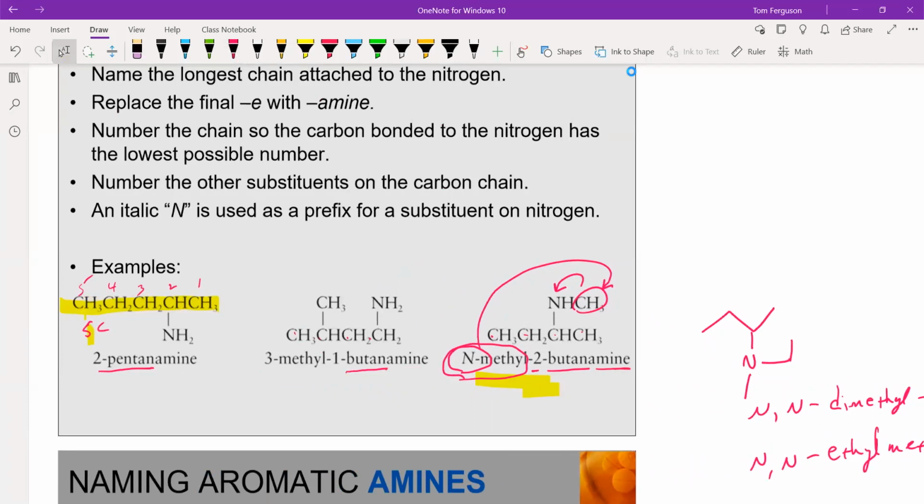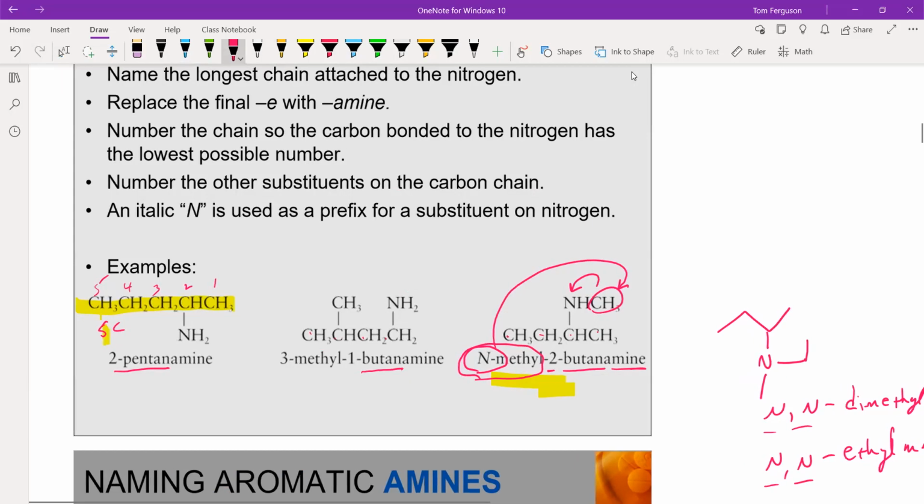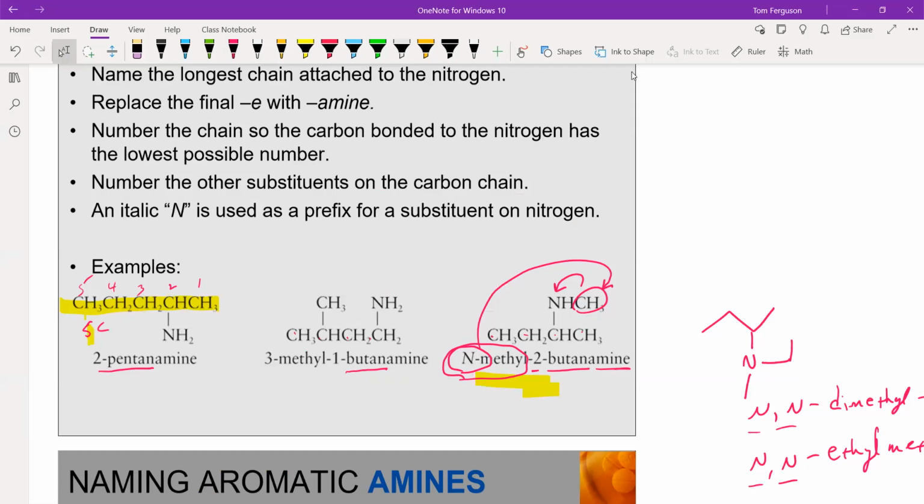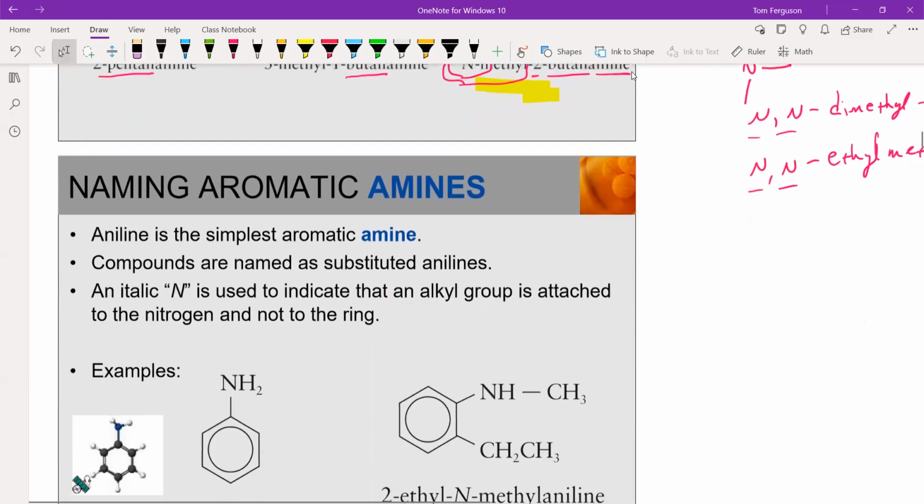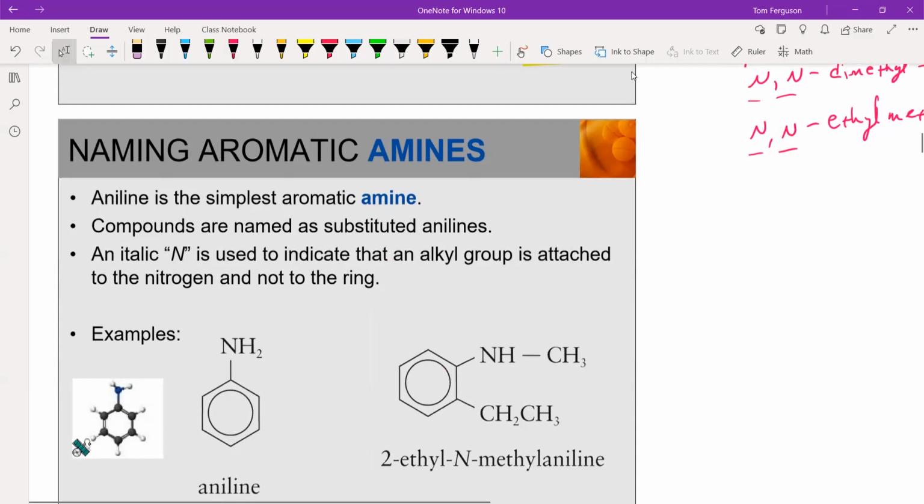When we start naming amides, that's going to come into play again. So whenever we have something other than hydrogens on the nitrogen group, then you have to spell it out using these N's. Okay, does that make sense? Yeah, it does.